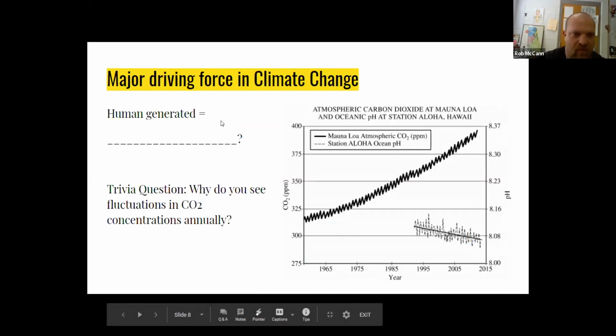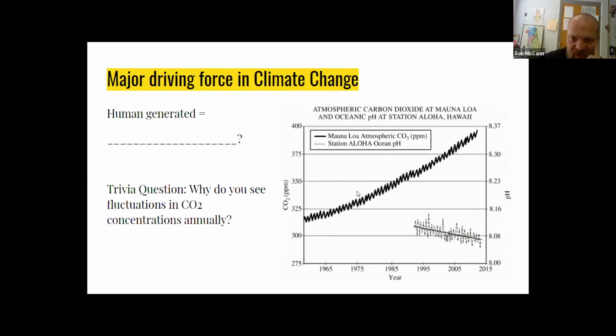So one major driving force in climate change is this graph right here, okay? Now, the solid zigzag line that you see is from the Mauna Loa Atmospheric Observatory in Hawaii, okay? And you're seeing global concentrations of CO2 in parts per million, ppm, okay, parts per million.